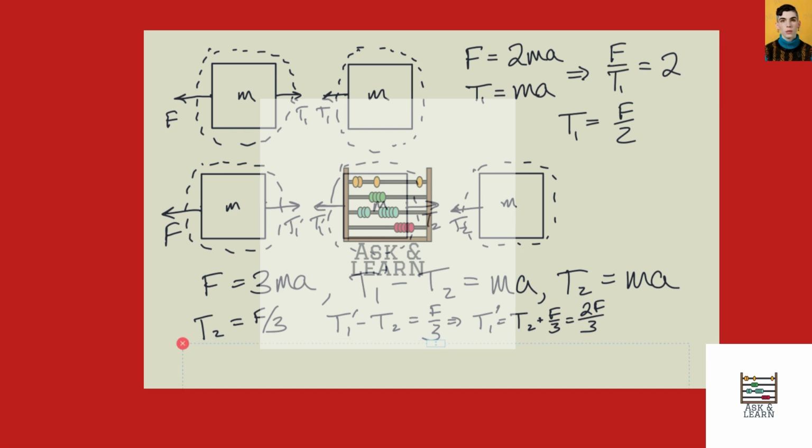We can then solve for T2 and find that that is the applied force divided by 3, and then find T1 prime, and that is 2/3 the applied force. So in the end, we get that T2 is the smallest, T1 is next, and T1 prime is the greatest.